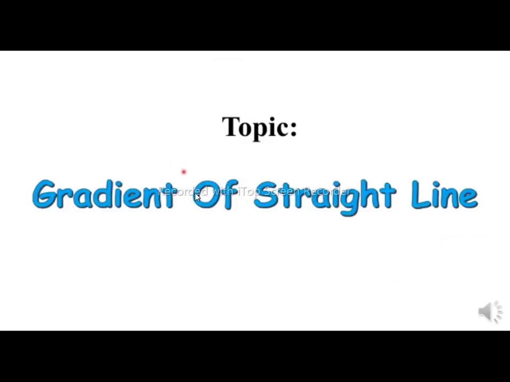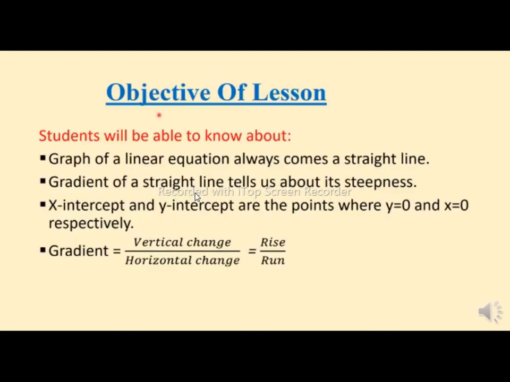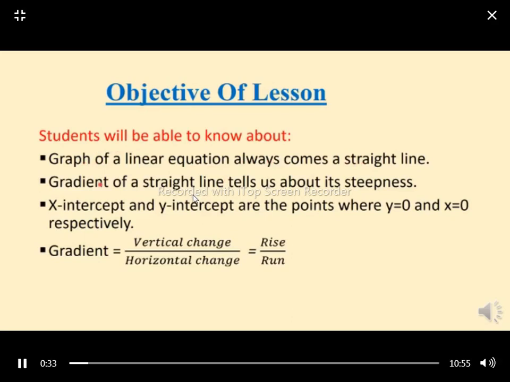Topic of this week is gradient of a straight line. Objective of lesson is the student will be able to know that the graph of a linear equation always comes as a straight line. Gradient or slope of a straight line tells us about its steepness, means the steepness of a line.